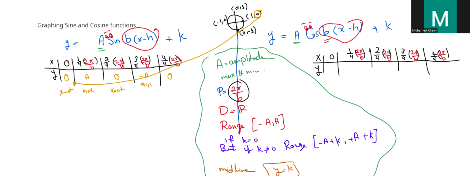This is 1, right? Which is the maximum for cosine. So for cosine, as you can see, we are going to write here a, which is the maximum value. After this, I have 0, which means x-intercept, right? Then after this, I have negative a, which is the minimum. Here I have 0, which is an x-intercept again. Then here I have a, which is the maximum again. Clear? Clear.